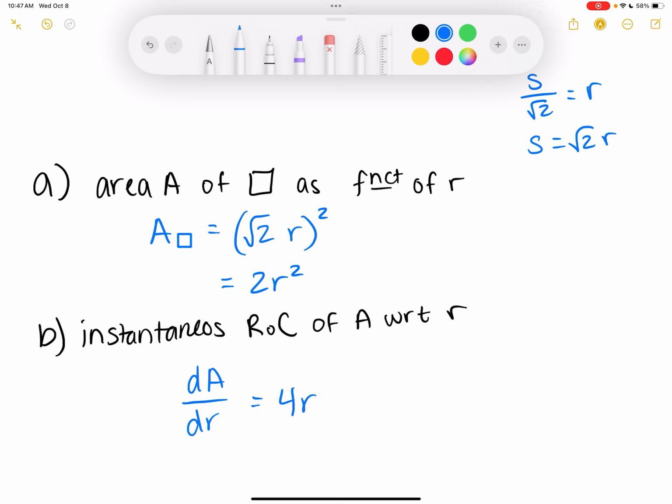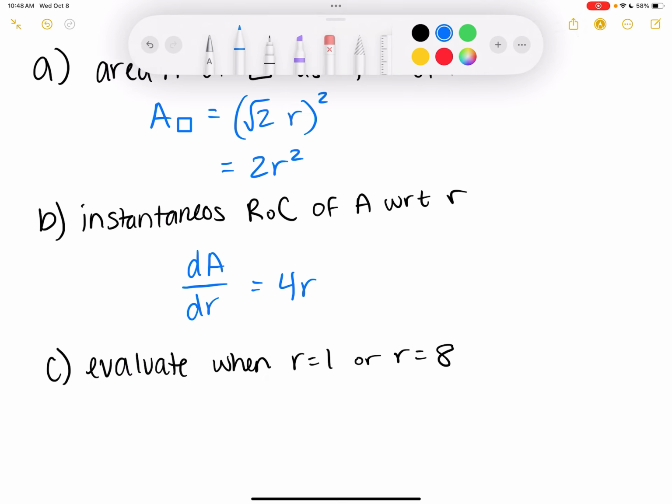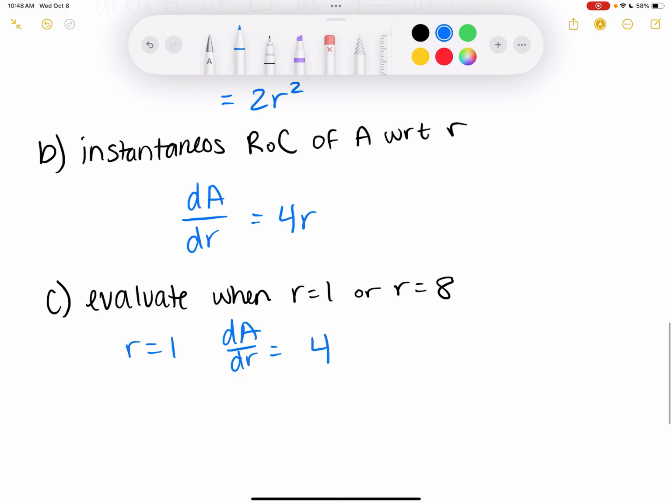And so then part C, evaluate when r is equal to 1 or r is equal to 8. Well, obviously, pretty easy here. R equals 1, we have dA/dr is equal to 4, because 4 times 1, and then when r is equal to 8, dA/dr is equal to 4 times 8, which is 32.